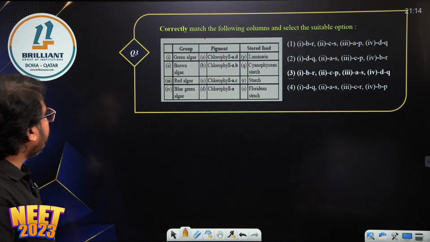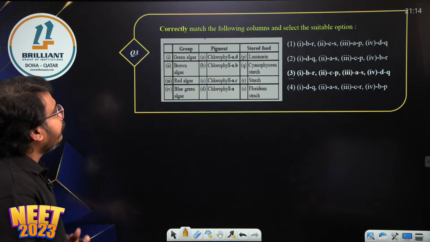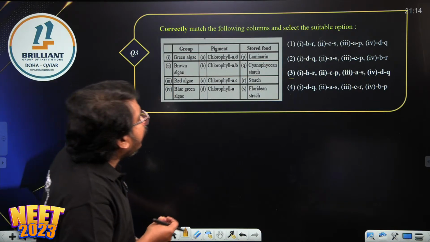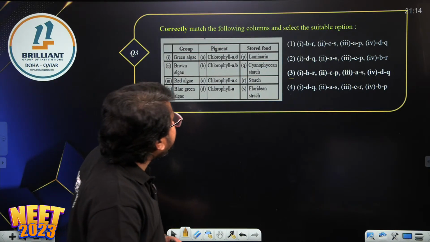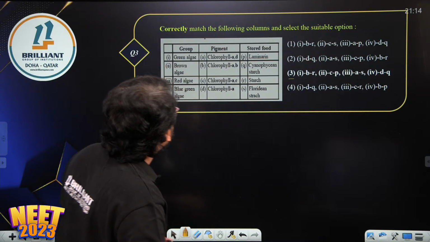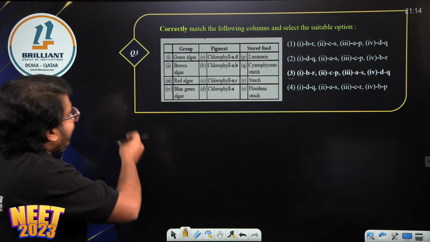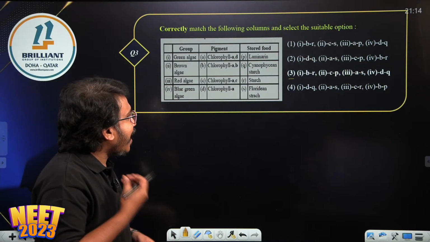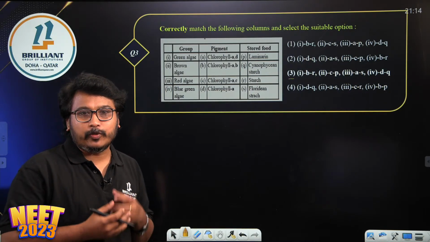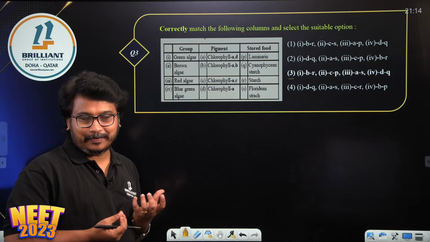Now next question. Correctly match the following columns and select the suitable option. So here green algae, brown algae and red algae have been given. So how easily you can learn it.